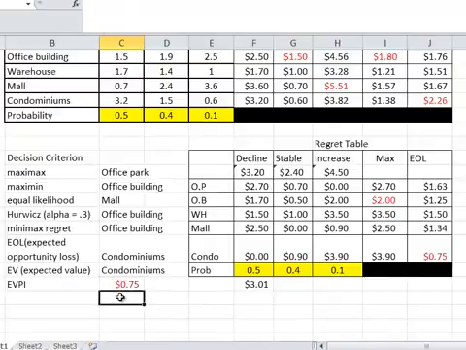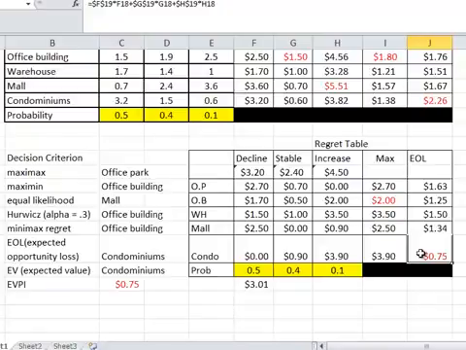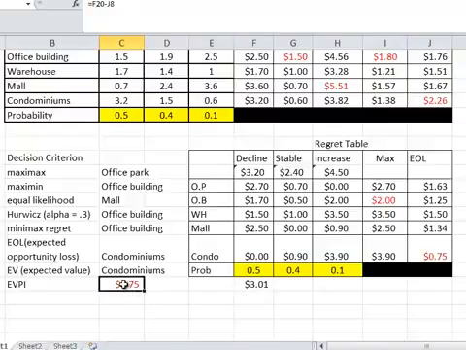This number looks familiar to us. This is essentially the best EOL, and this is not a coincidence at all. Indeed, this is the contribution of this fortune teller. He helps us get rid of all the possible regrets, because this fortune teller is 100% accurate. Based on his information, we will never make any mistake. As a result, we will never have any regret. So it's not a surprise that our EVPI is equal to the minimum EOL or the optimal EOL.